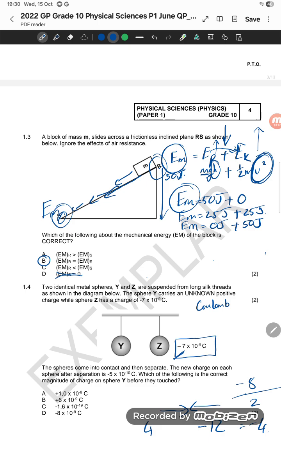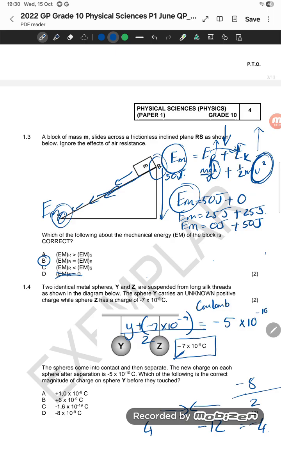The new charge on each sphere after separation is -5. So I'll call the unknown y. I've got an equation: y plus z, times 10 to the -9 coulomb, divided by 2, is going to be equal to -5 times 10 to the -10.